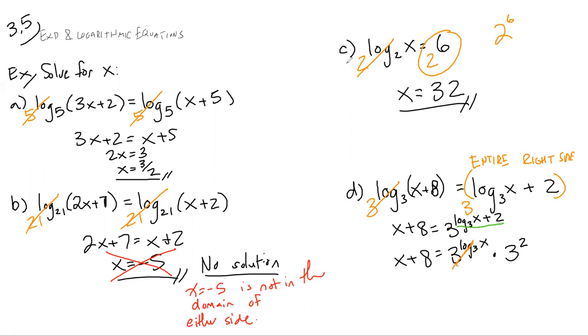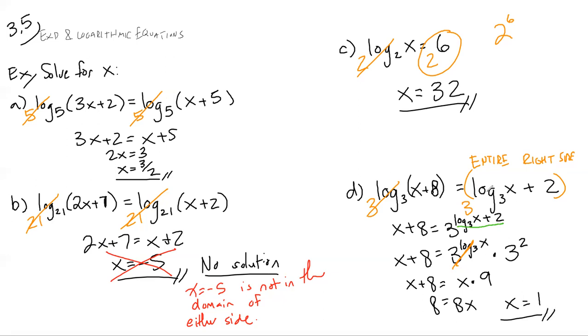And so what I actually have here is x plus 8 equals, that'll be x times 9. So 9x equals x plus 8. We should be able to get 8x equals 8, and so our answer is going to be x equals 1.